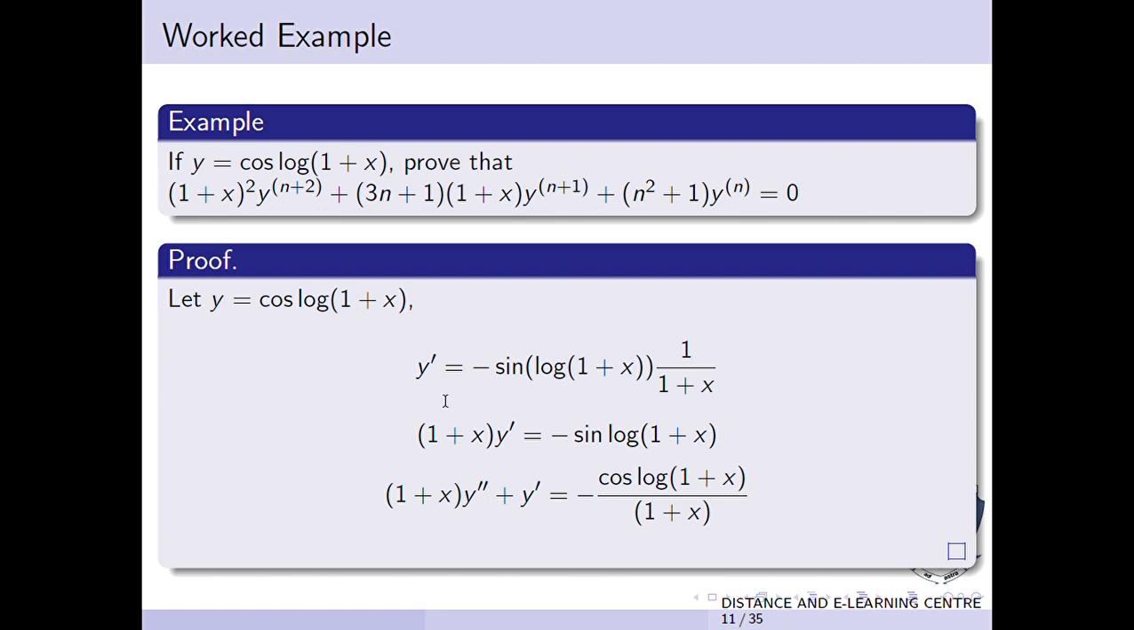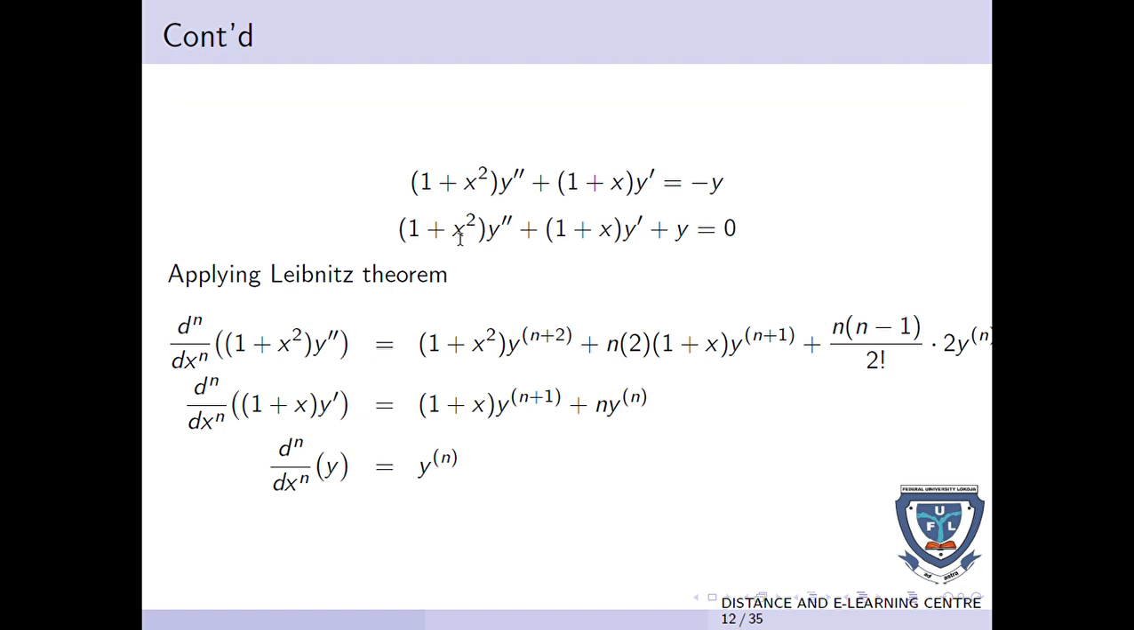So its first derivative will give us minus sine log of 1 plus x times 1 over 1 plus x. Now, by the time you cross multiply, you're going to have 1 plus x, y prime equal to minus sine log 1 plus x. Now you go ahead to take the second derivative, then you have 1 plus x, y prime prime plus y prime is equal to minus cos log 1 plus x all over 1 plus x. Now, going forward, you now have 1 plus x squared y prime prime plus 1 plus x y prime plus y equal to 0. At this point, you can now apply your Leibniz theorem component by component.